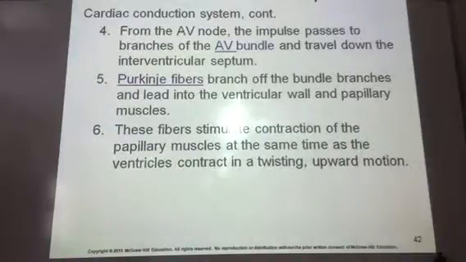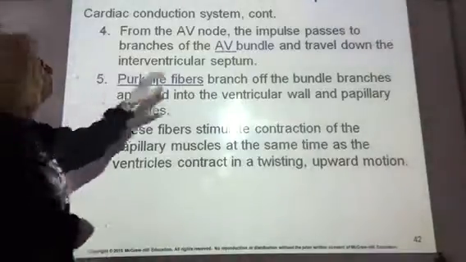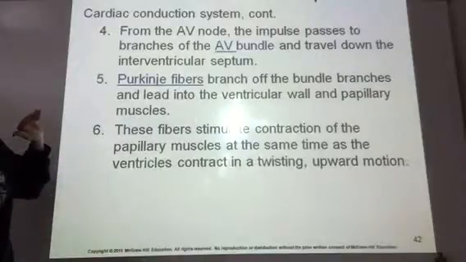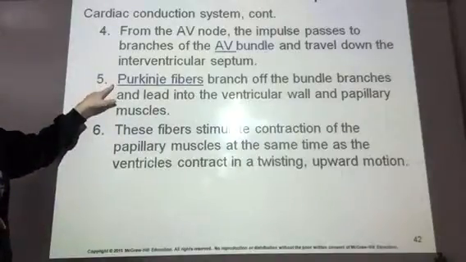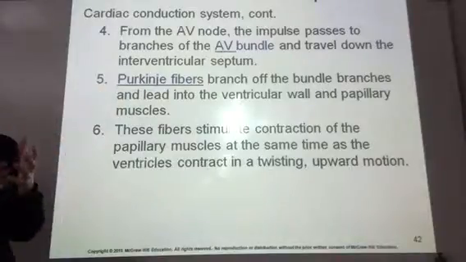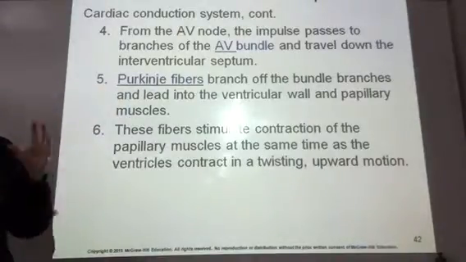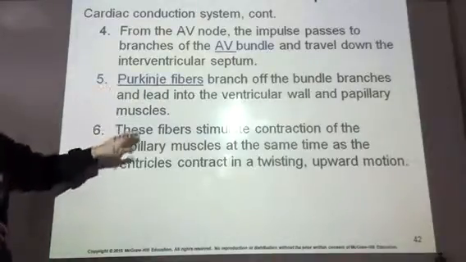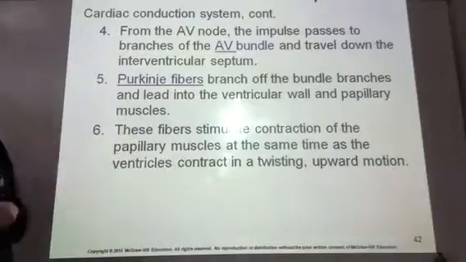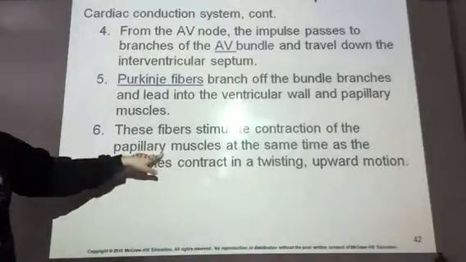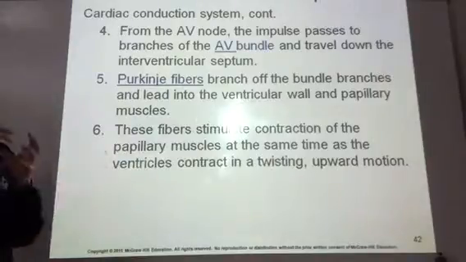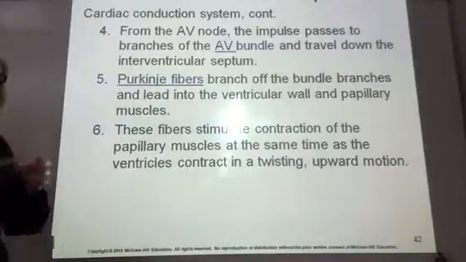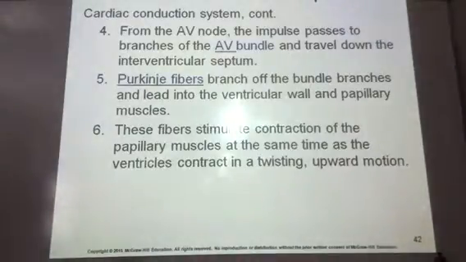So from the AV node, that impulse is going to pass through a bundle, so AV bundle, as it travels through the entire septum, and then the Purkinje fibers branch off, and the Purkinje fibers basically surround your ventricles, and that's going to cause them to contract. So these Purkinje fibers stimulate contraction of the papillary muscles and the ventricles, and cause basically the bottom of your heart to have a twisting, upward, pushing contraction.